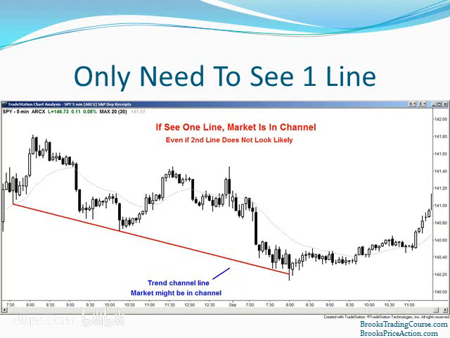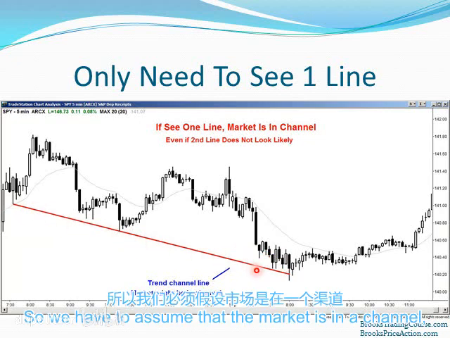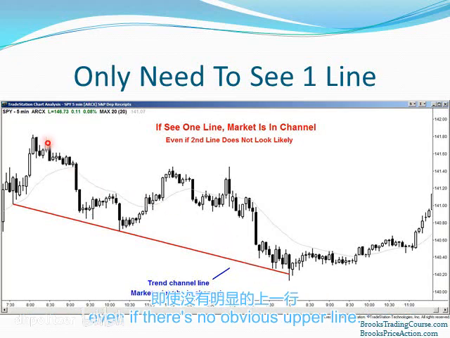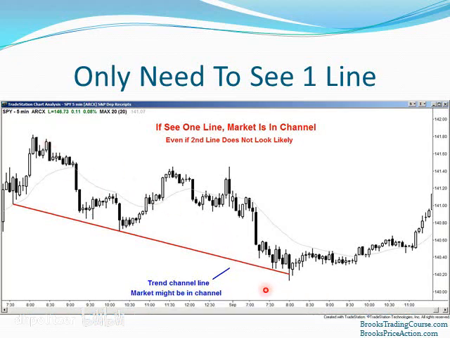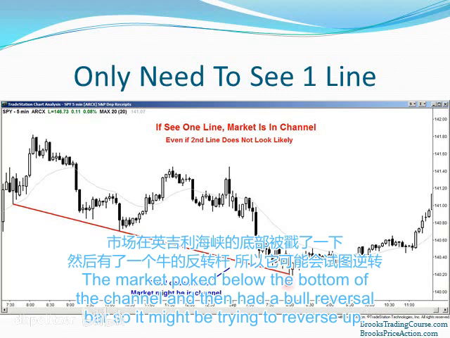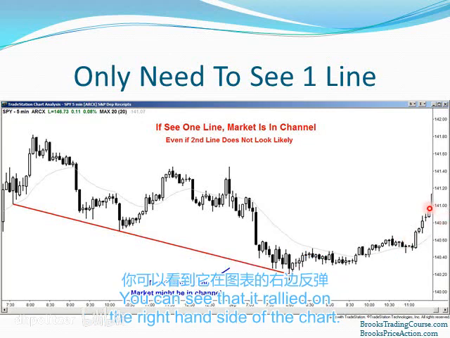Here's an example. We have a clear trend channel line along the lows, so you have to assume that the market is in a channel, even if there's no obvious upper line. The market poked below the bottom of the channel and then had a bull reversal bar, so it might be trying to reverse up. You can see that it rallied on the right hand side of the chart.